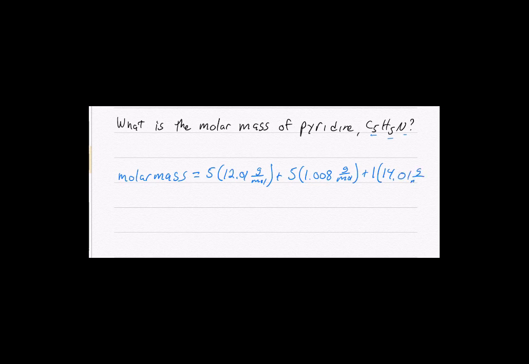14.01 grams per mole. Okay, and so now when we add all of that up, we get a molar mass of 79.10 grams per mole.